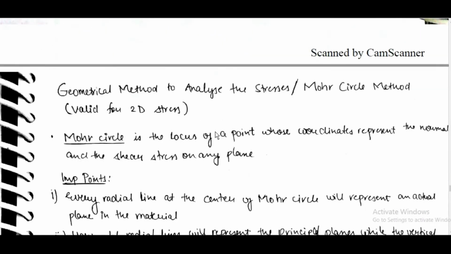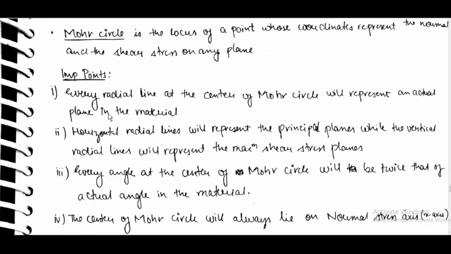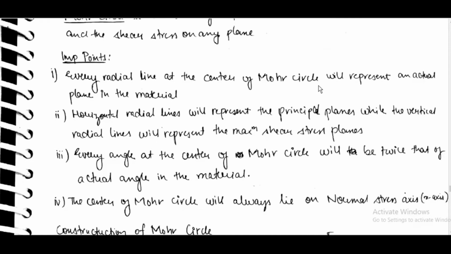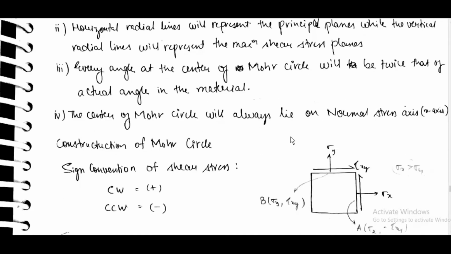General method to analyze the stress is the Mohr circle method, valid for 2D stress. Mohr circle is the locus of a point whose coordinates represent normal and shear stress on any plane. Important points: every radial line at the center of Mohr circle represents an actual plane. Horizontal radial lines represent principal planes, while vertical radial lines represent the maximum shear stress plane. Every angle at the center of Mohr circle is twice the actual angle in the material. The center of Mohr circle will always lie on the normal stress axis, that is the x-axis.